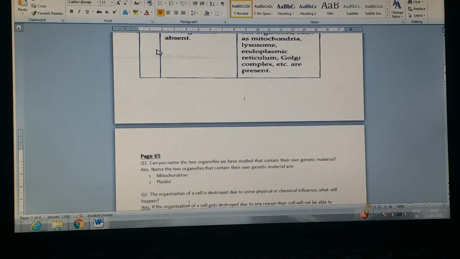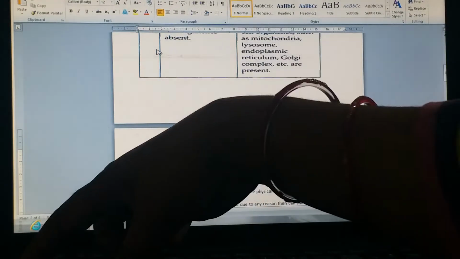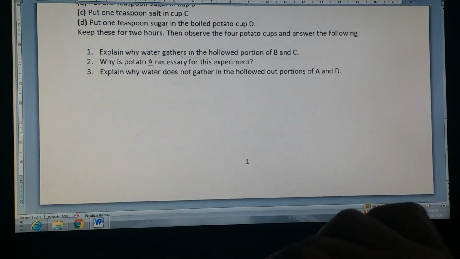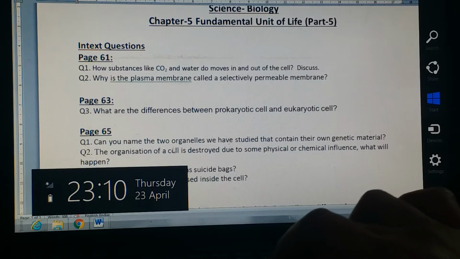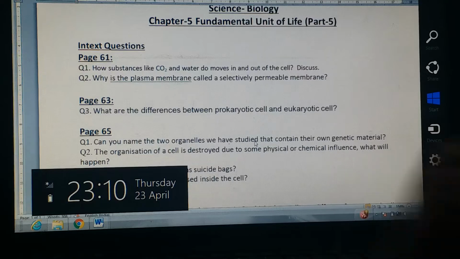Now the next question is, if the organization of the cell is destroyed due to some physical or chemical influence, what will happen? If the organization of the cell is destroyed, then what will happen?